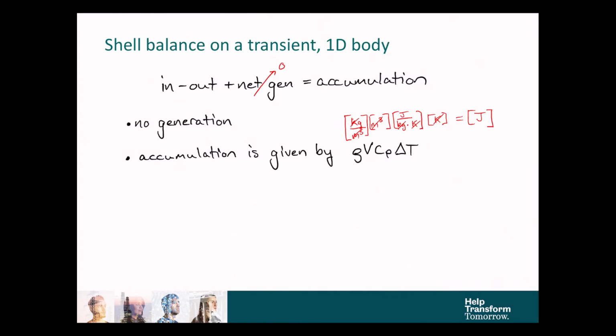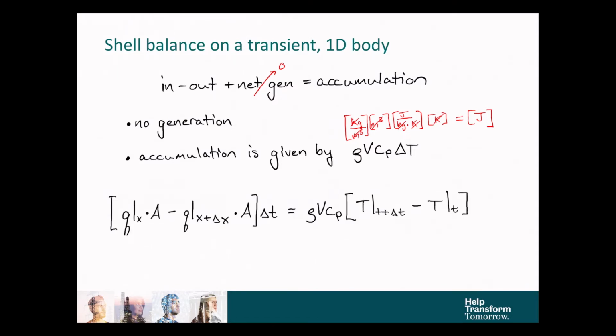And one thing I'll point out is that whenever you see a heat capacity in a heat transfer problem, that's a good sign that the problem is transient because heat capacities do not arise in steady state problems. Heat capacity is kind of like a bucket that you have to fill up, the heat capacity of the material, before you can start to change the temperature. And so that only happens when the temperature is changing in time.